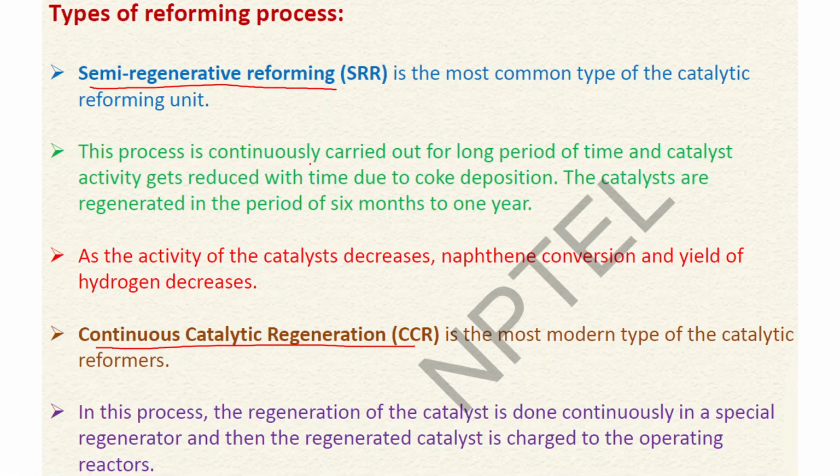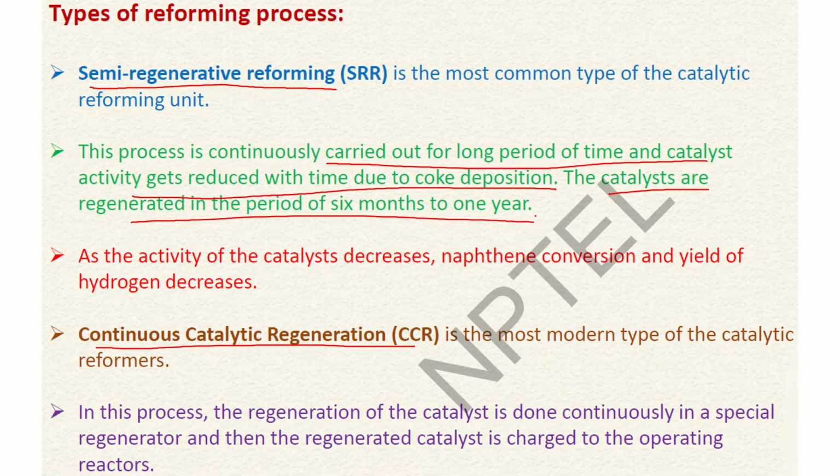In the semi-regenerative process, this process is continuously carried out for a long period of time, and catalyst activity gets reduced with time due to coke deposition. The catalysts are regenerated in the period of 6 months to 1 year. Basically, in the semi-regenerative type, there is no continuous regeneration of the catalyst. The catalyst works for a long period of time. The reforming procedure takes place over the same catalyst again and again until the whole catalyst gets exhausted by the coke deposition. After the whole catalyst becomes completely inactive, this catalyst is taken out for regeneration, and it works for a period of 6 months to 1 year.